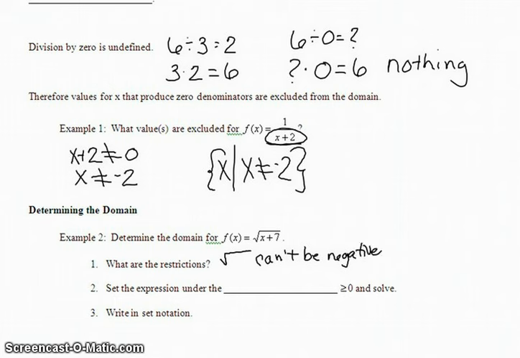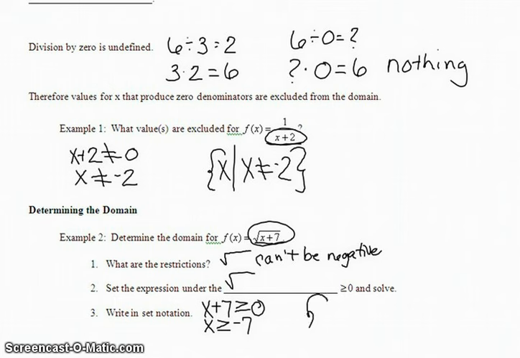In other words, it has to be positive. So the expression underneath the square root sign has to be greater than or equal to 0. So I am going to set my expression underneath the square root sign, in this case x plus 7, and say whatever that is has to be larger than or equal to 0. Solve for x. x has to be greater than or equal to -7.